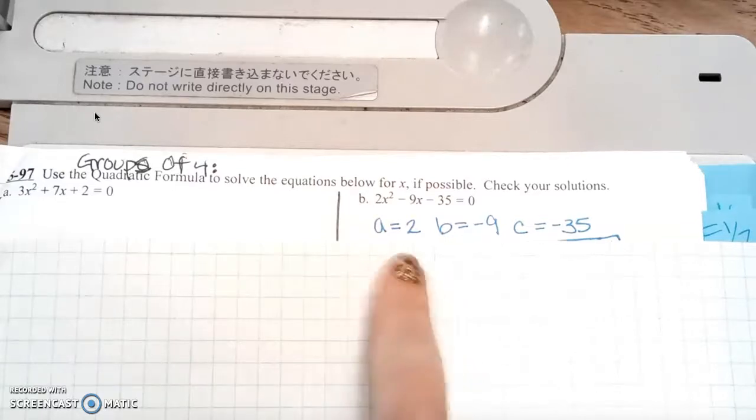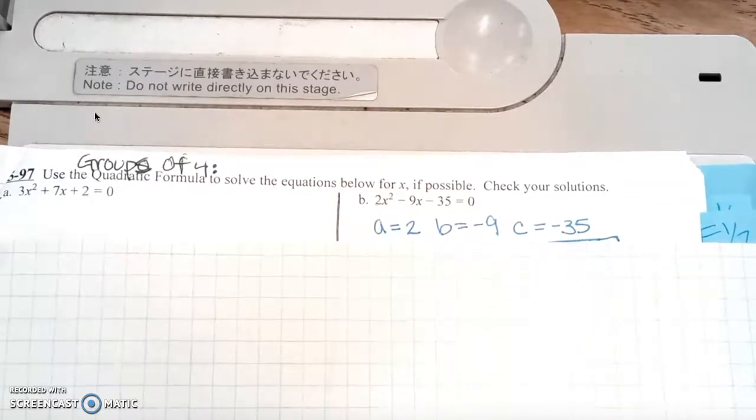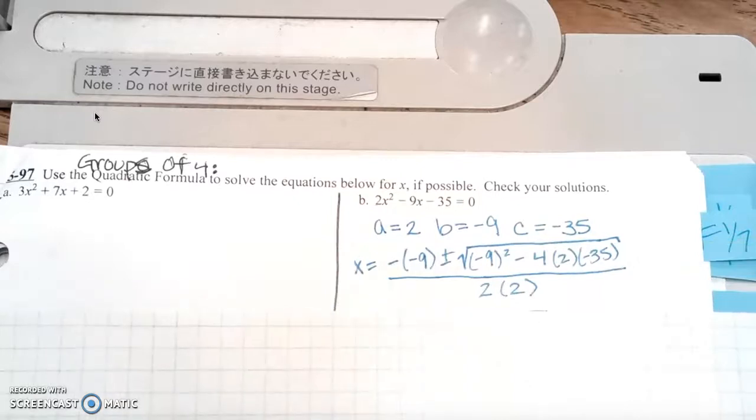A gets plugged in 2 spots, B gets plugged in 2 spots, and C gets plugged in 1 spot. Here's what it looks like plugged in. All you're doing is plugging in. Don't try to simplify yet.